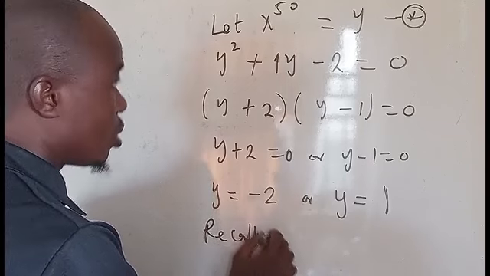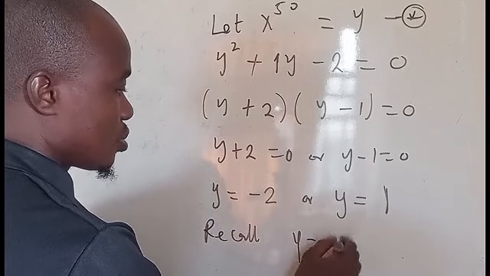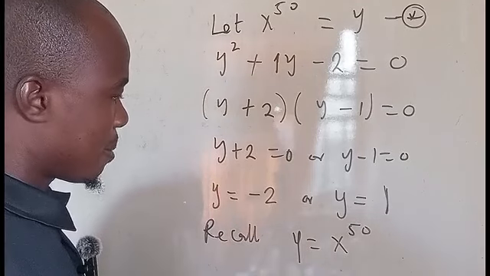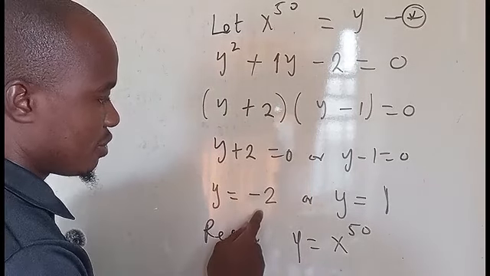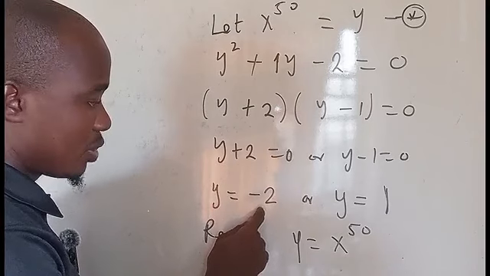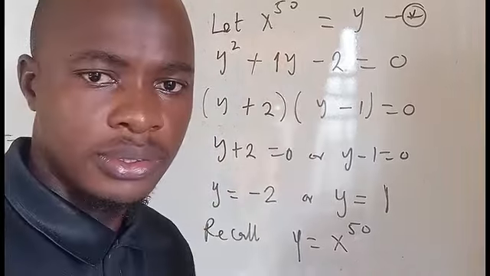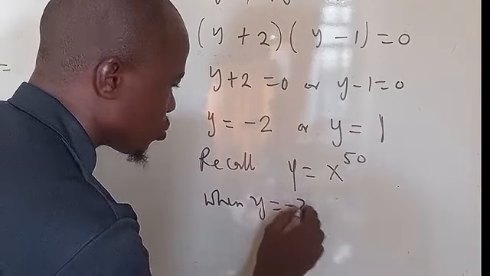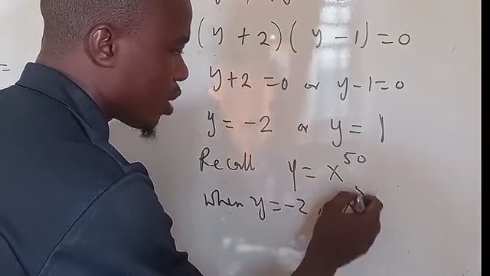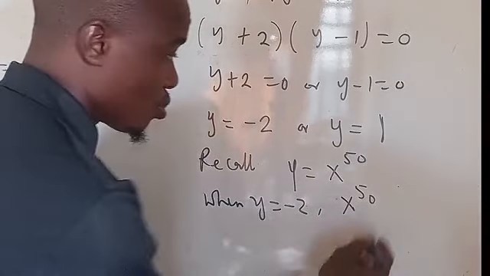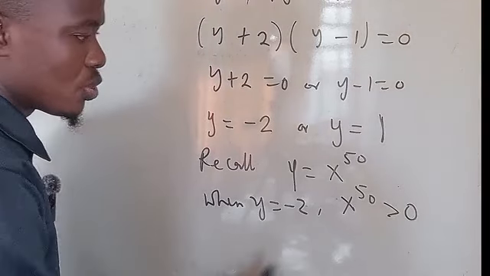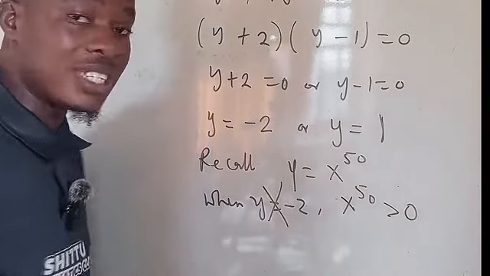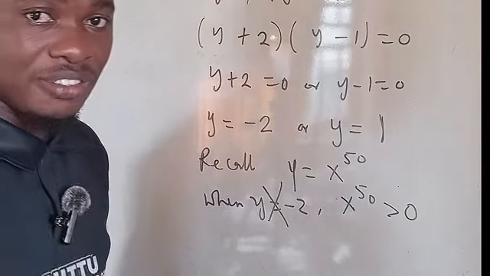So therefore, just go back to this place where we recall that y equals x to the power of 50. Now here, we have minus 2 here. So when y equals minus 2, x to the power of 50 cannot be negative, so it will always be greater than 0. So since we have x to the power of 50 always greater than 0, we are going to discard this negative value of y.